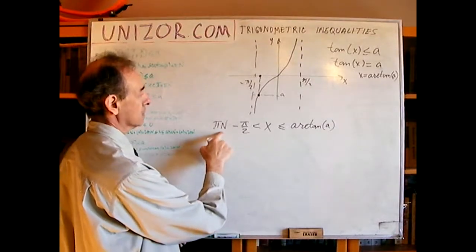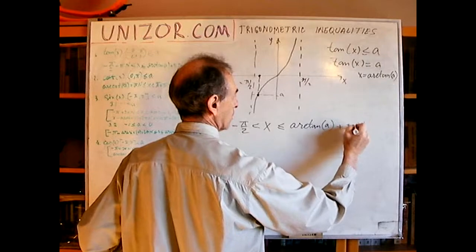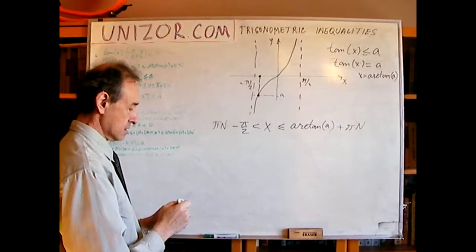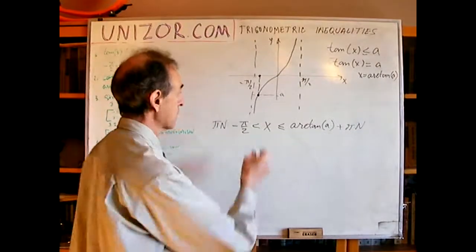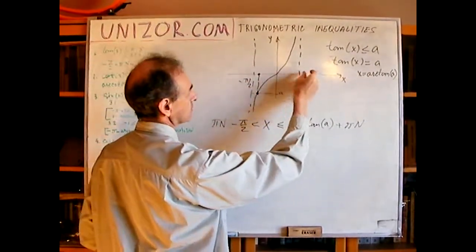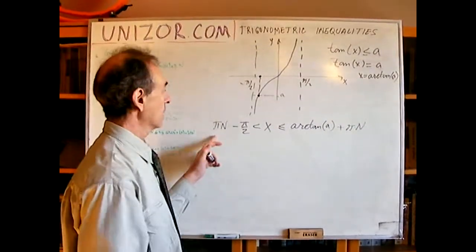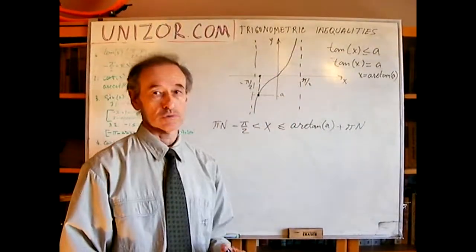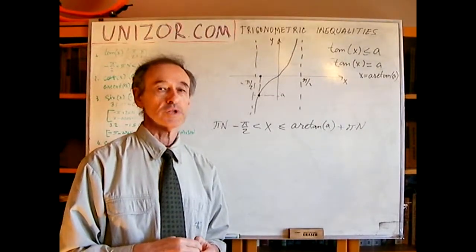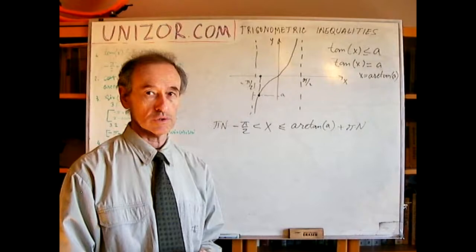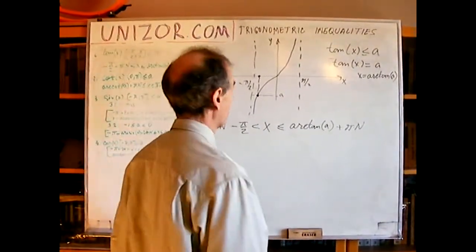I add pi times n, where n is any integer number, to here and to here. And this is a countable number of intervals. This interval, then this interval, and this. Countable number of intervals, and each interval is a solution. So the union of all these intervals is the solution. Well, that's it. It's simple with tangent, right?